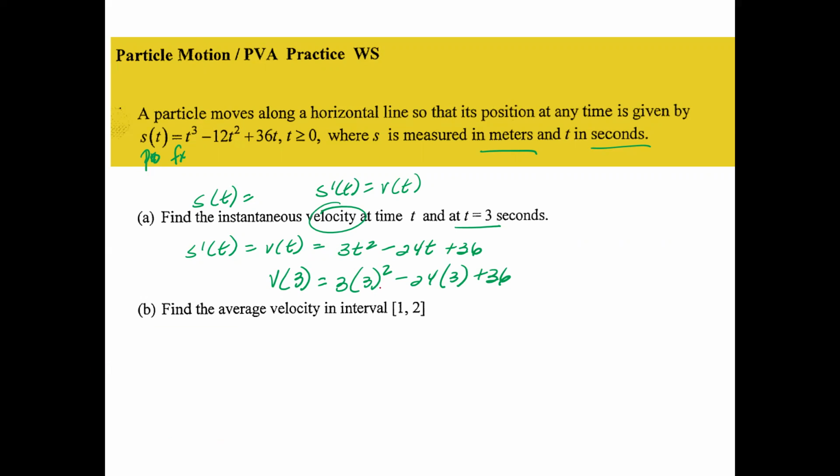Well, 3 squared is 9. 9 times 3 is a 27. 24 times 3 is a 72. 27 minus 72 plus 36 will give you a negative 9 meters per second. And that's your answer for A.